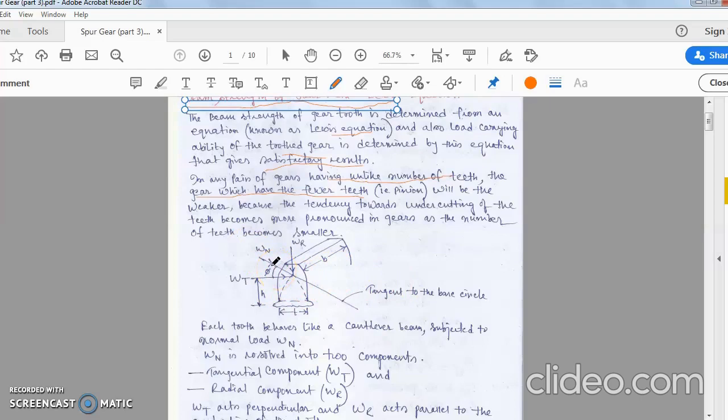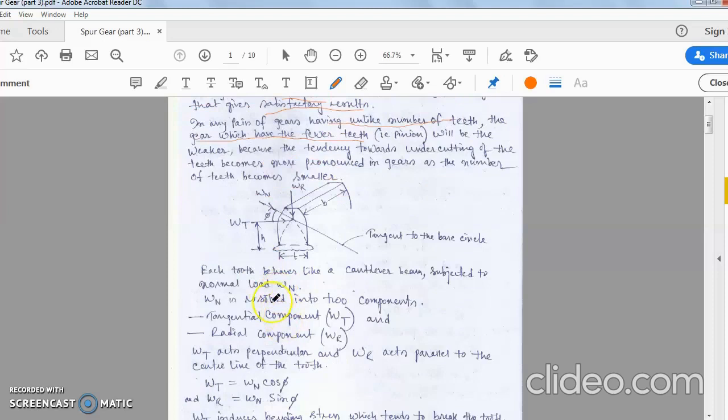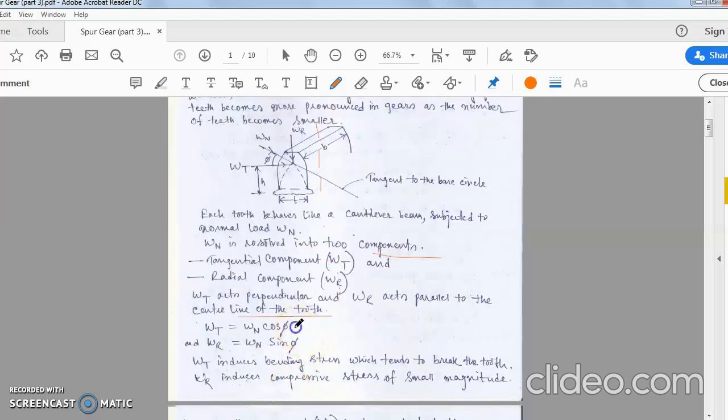It can be resolved into two components, one radial component and one tangential component, and phi is the pressure angle here. So Wn is resolved into two components, Wt and Wr. Wt acts perpendicular and Wr parallel to the center line of the tooth. This is the center line. So Wr acts along the center line and Wt acts perpendicular. So Wt equals Wn cos phi and Wr equals Wn sin phi.